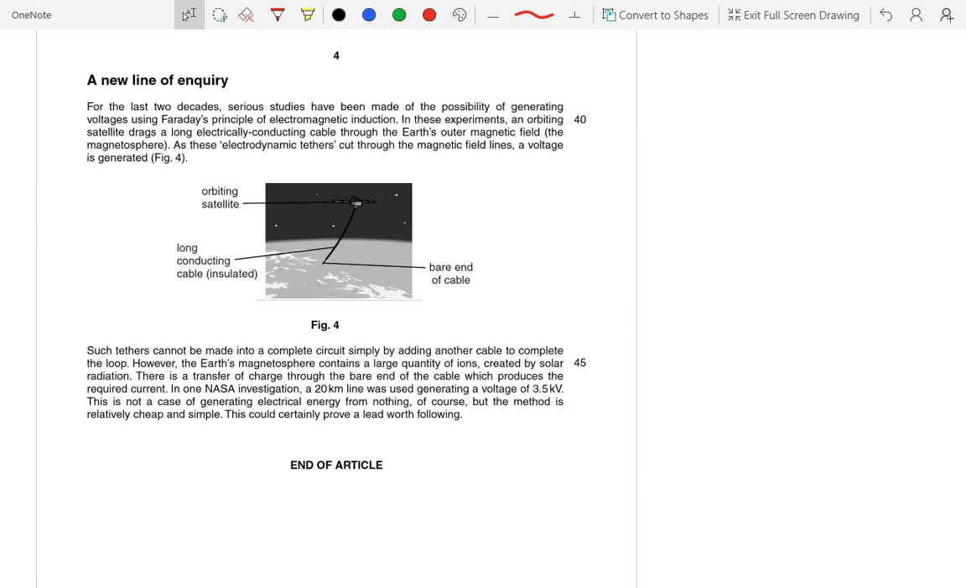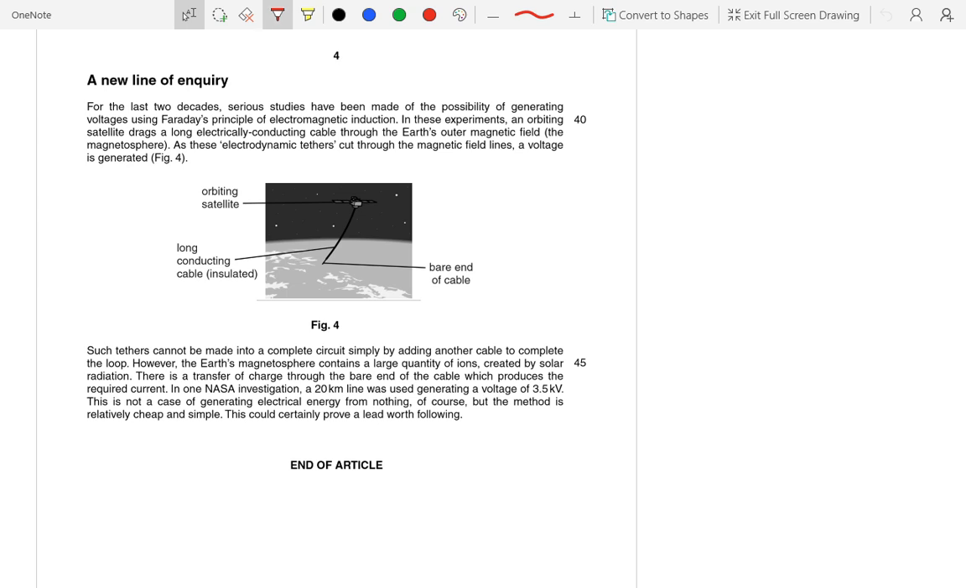So the next section is probably the weirdest one. It's a bit vague, but it says for the last 2 decades, studies have been made of the possibility of generating voltages using Faraday's principle of electromagnetic induction. So, what's Faraday's principle of electromagnetic induction?